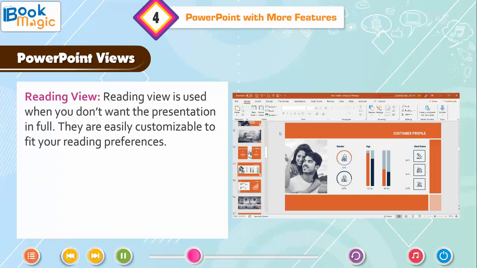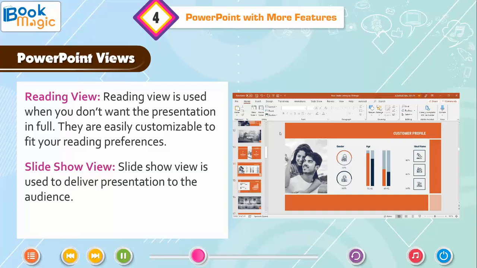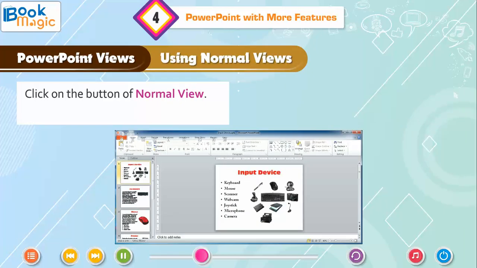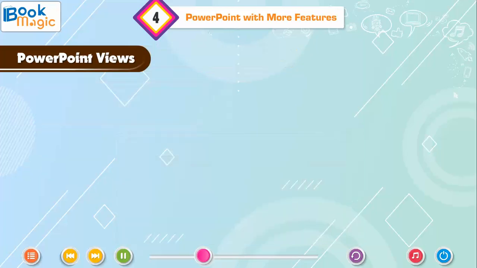Reading view. Reading view is used when you don't want the presentation in full. They are easily customizable to fit your reading preferences. Slideshow view. Slideshow view is used to deliver presentation to the audience. Using normal view. Click on the button of normal view. PowerPoint shows the default view.